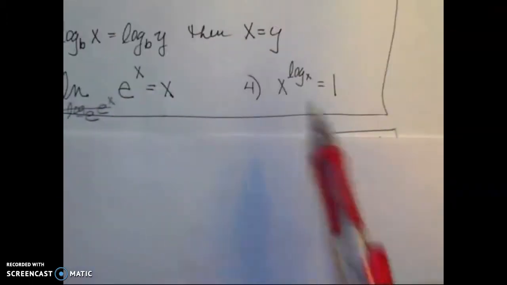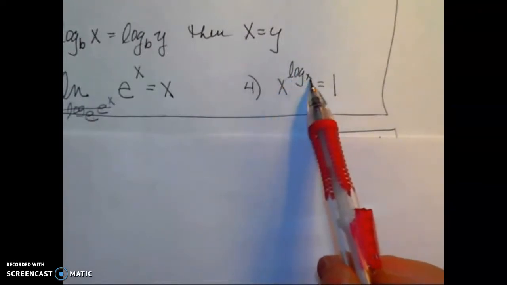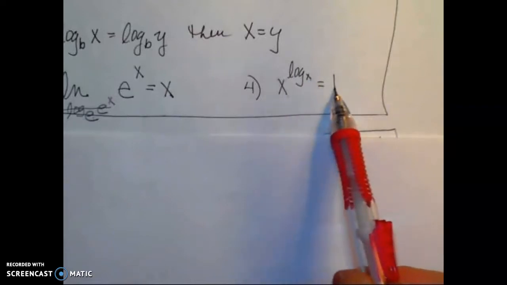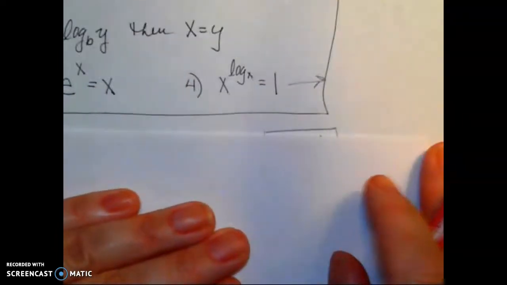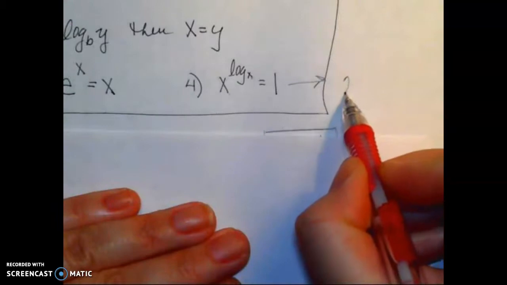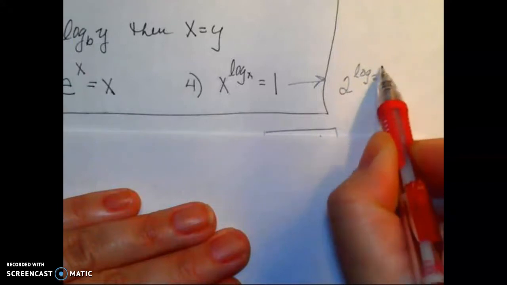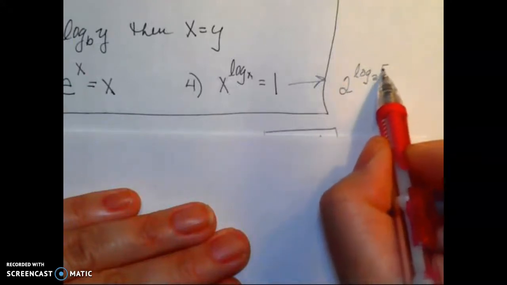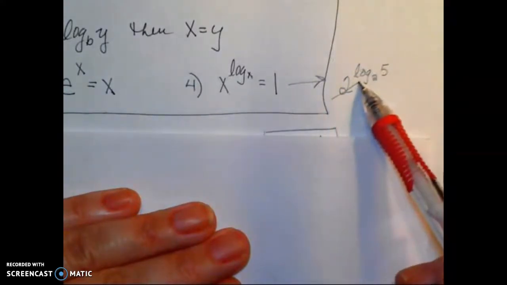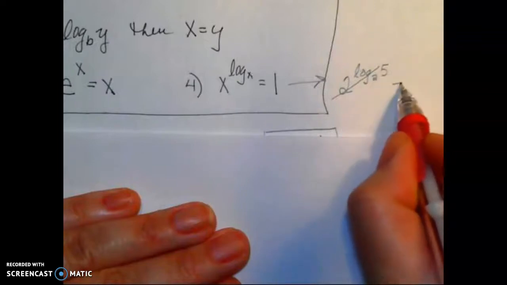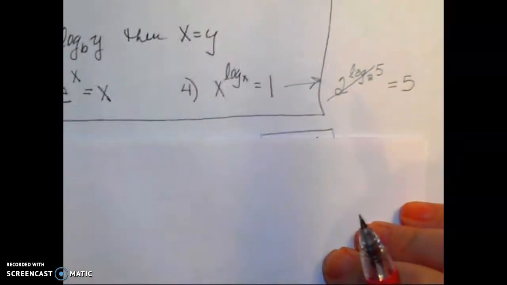And the last rule is that if I have some number here, and I'm taking the log of that same number, I'm going to get 1. We're going to use this for something like 2 to the log base 2 of 5. You'll have something that looks like this. The 2 and the log 2 are going to cancel. And that's going to turn into a 5. That's going to be useful later when we're solving equations.